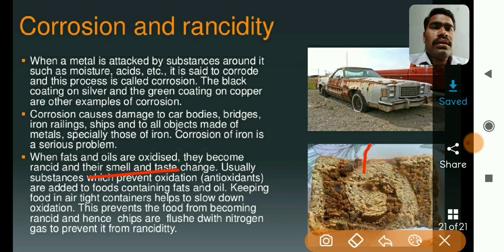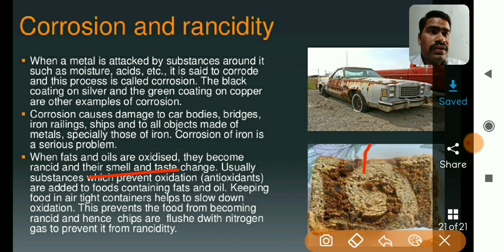Now see this corrosion. We have seen how to prevent rancidity, but now how to prevent corrosion? Corrosion also can be prevented. The factors that cause corrosion are conditions like moisture and air around the metals. So if you cut off the contact of moisture and air from the metal, automatically corrosion can be prevented.